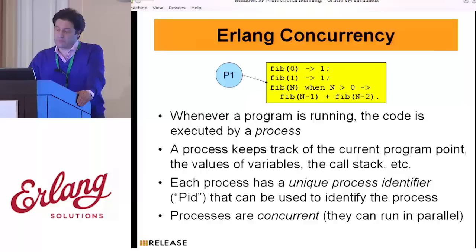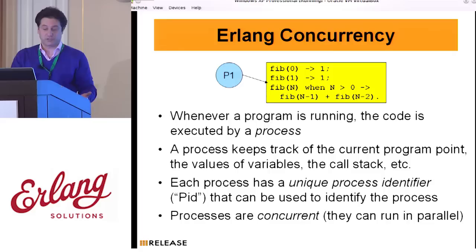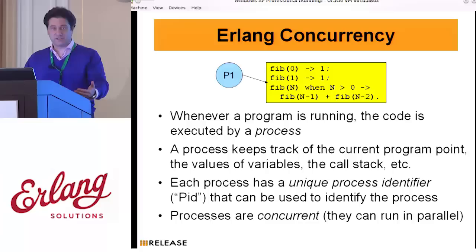So what happens at the execution level is whenever a program is running, the code is executed by some process. And a process keeps track of its current program point, of course, in the program where it's executing, the values of variables, the call stack, and so on. And each process has a unique process identifier that can be used to identify the process. And processes are concurrent, so in principle, they can run in parallel if you have enough resources in your system, if you have enough logical cores in your system.